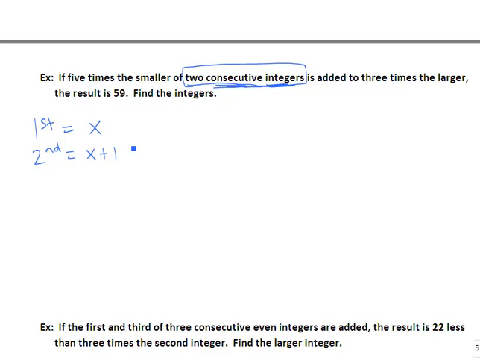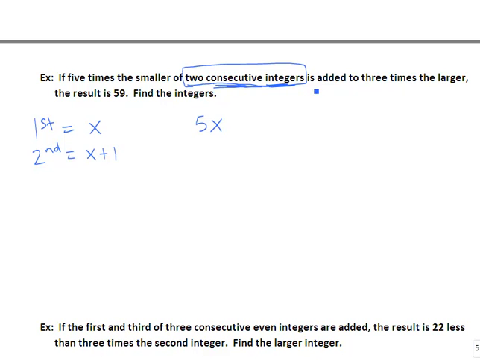Alright, now we're going to try to translate our equation. So we want 5 times the smaller of our 2 integers. Now which one of these is the smaller one? It has to be x, the one you start with. So we want 5 times the smaller, which would be 5x.